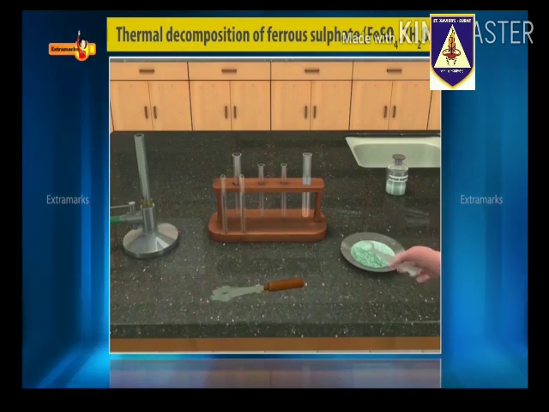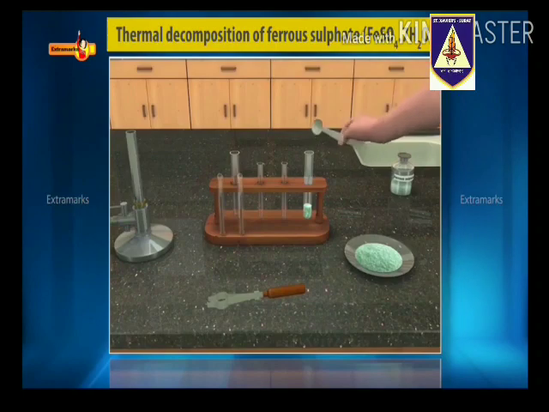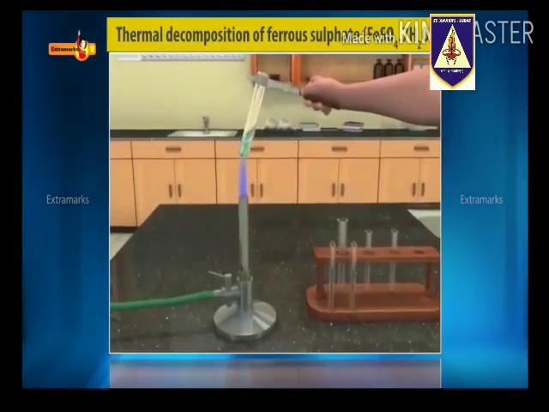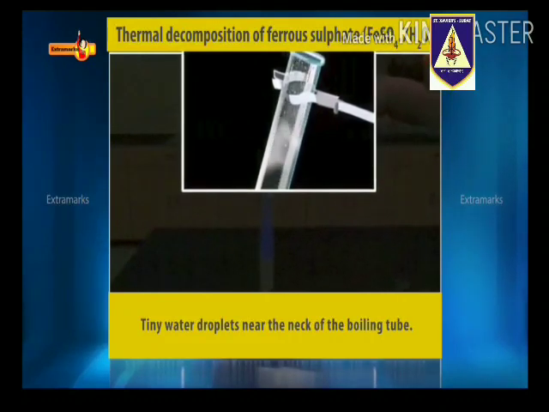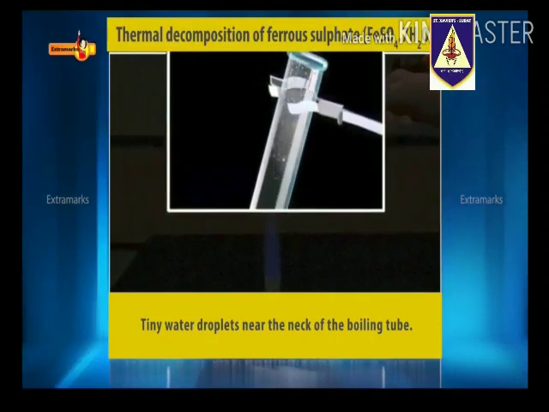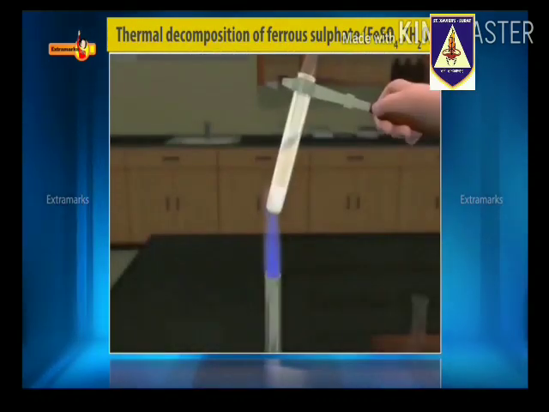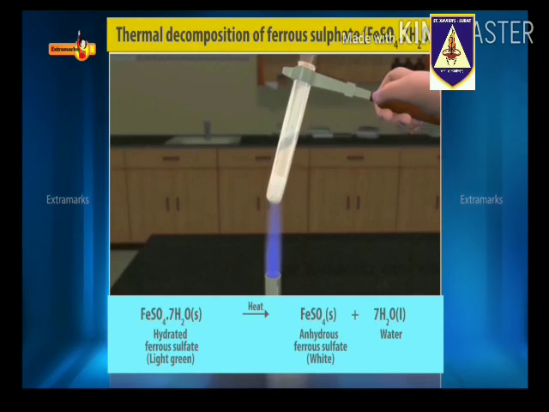Take a small amount of powdered ferrous sulfate in a clean boiling tube with the help of a spatula. Heat the boiling tube on a low flame using a test tube holder. Now observe the tiny water droplets near the neck of the boiling tube. Also, the color of the salt changes to white. Keep on heating the boiling tube.